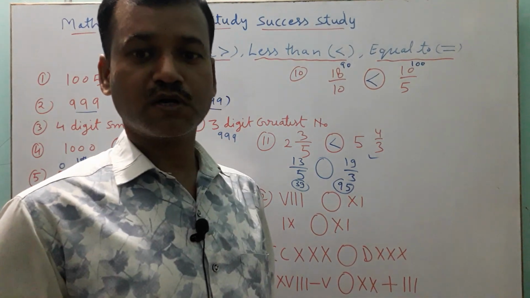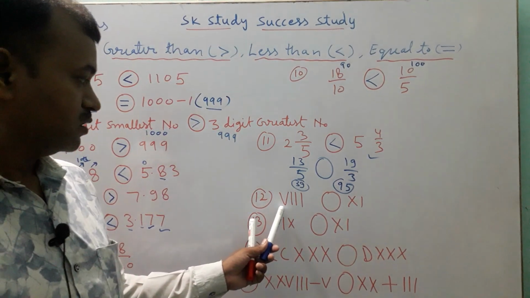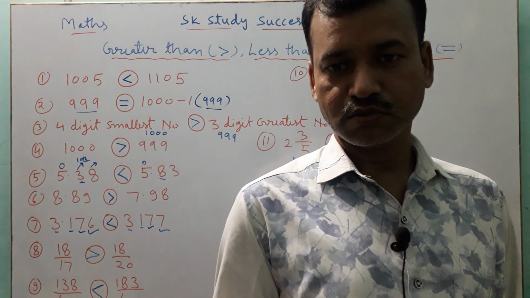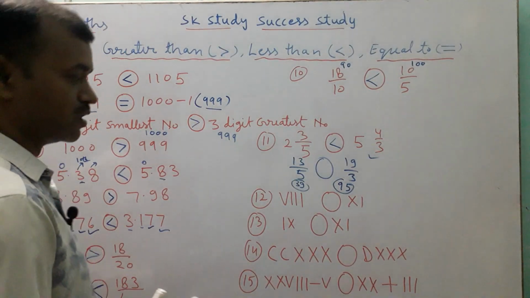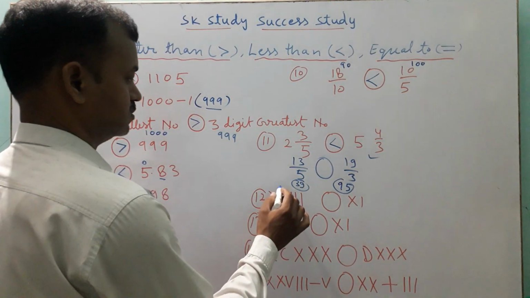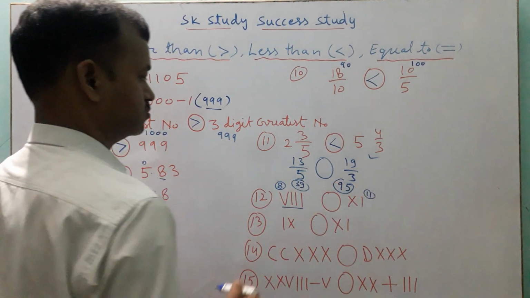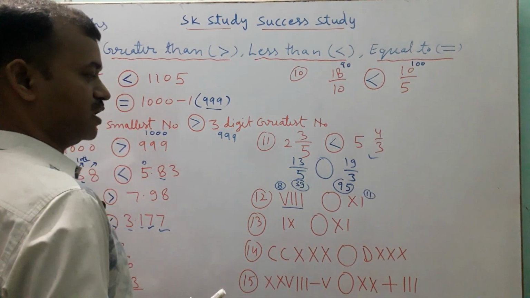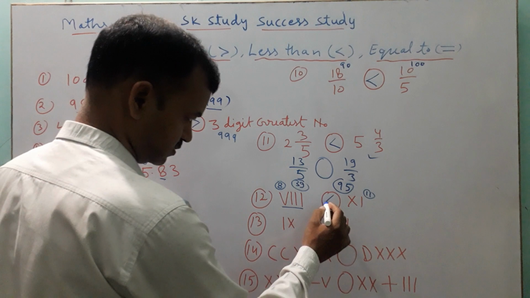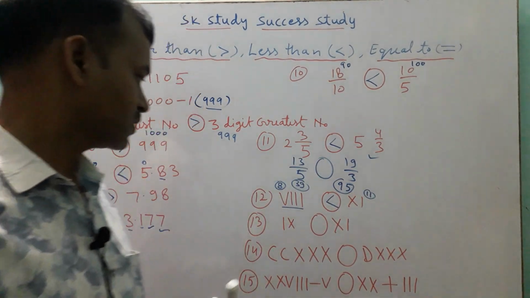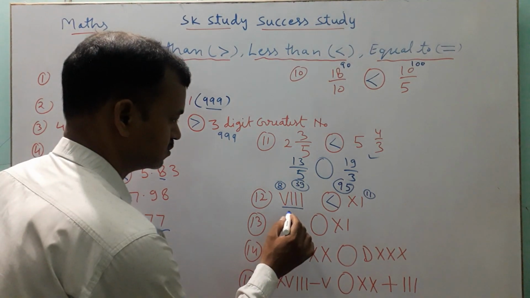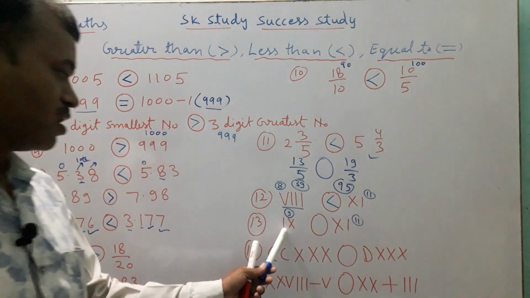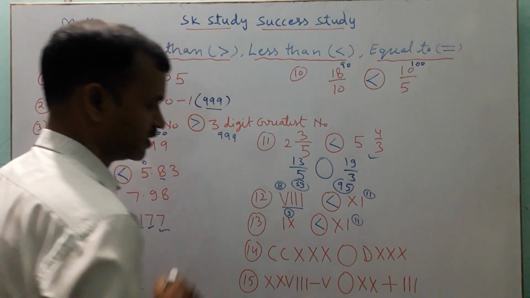Now we compare Roman numbers. Here is VIII and XI. We should know the Roman numbers. This number is 8 and this number is 11. Which number is greater? 11 is greater. So XI, the Roman number, means 11 is greater. So we can say this number is smaller. IX means 9, XI means 11. In this case, 9 is smaller and 11 is greater. So IX is smaller. So we can write here smaller than.